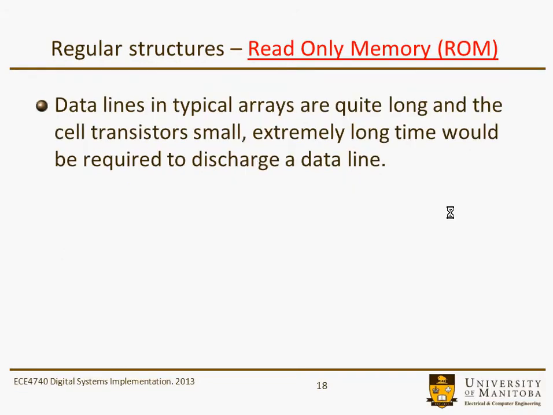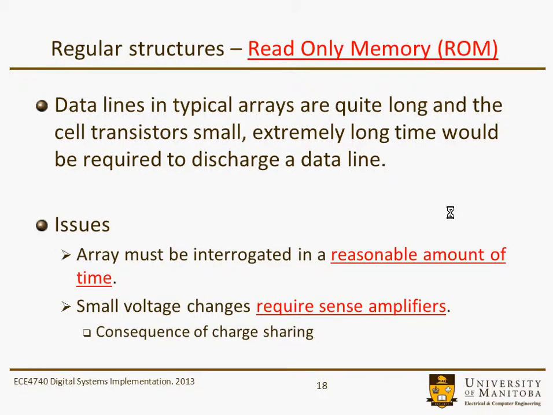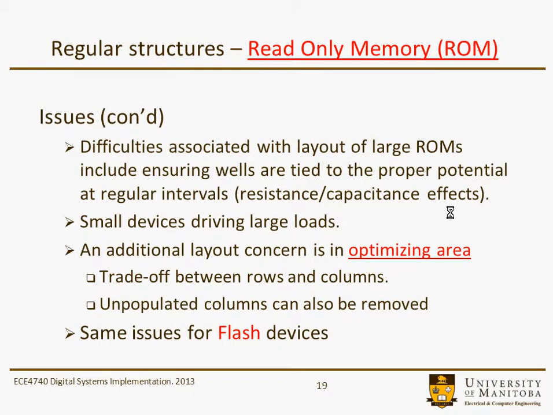So data lines in the arrays are typically quite long, and the cell transistors are very small. And what that basically would mean, if you just combine them directly, you'd have an extremely long time to discharge a data line. And you want to be able to interrogate the memory in a reasonable amount of time. And we have small voltage changes, so that basically requires some sense amplifiers, and that's usually going to be some type of differential sensing to drive the line to VDD or ground, the output that is.